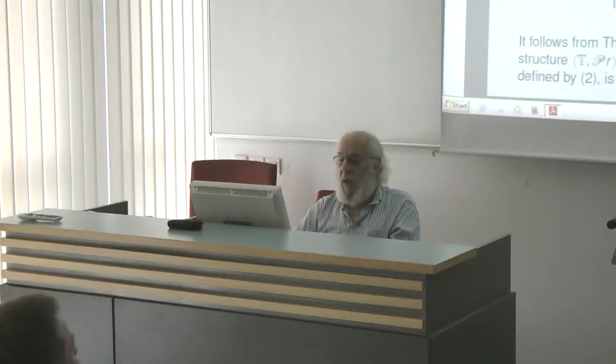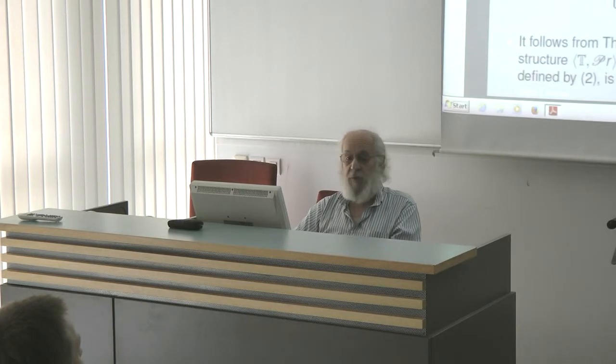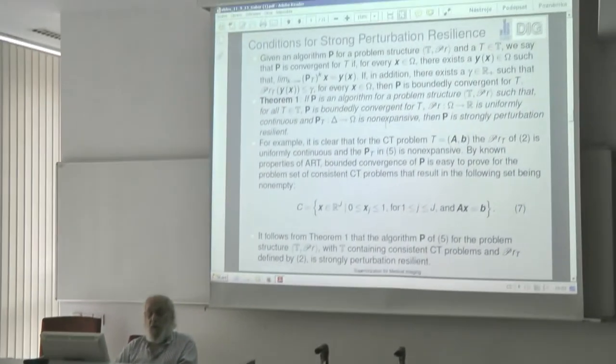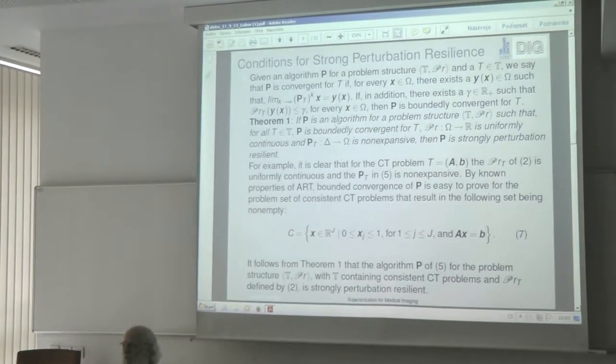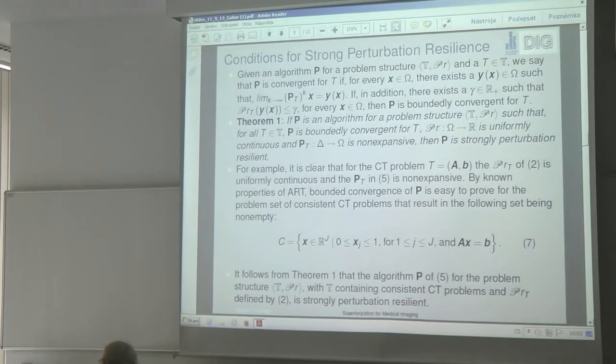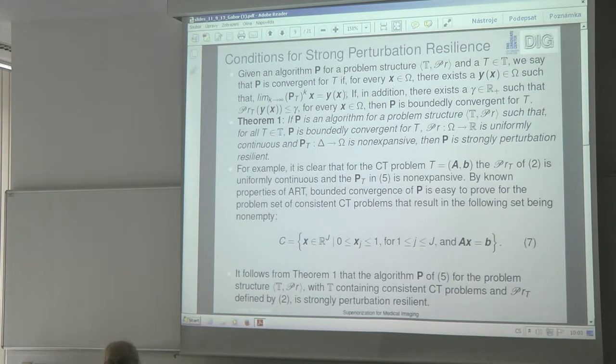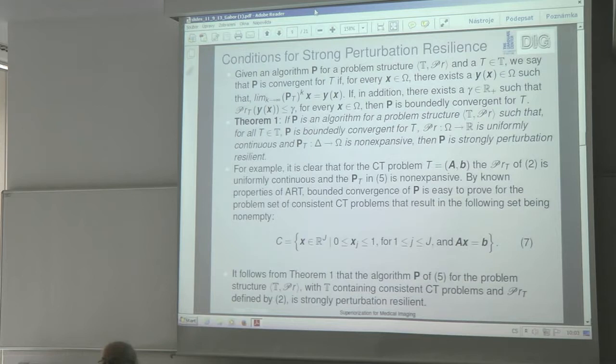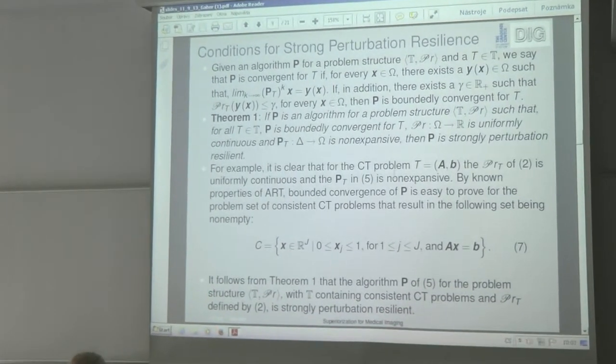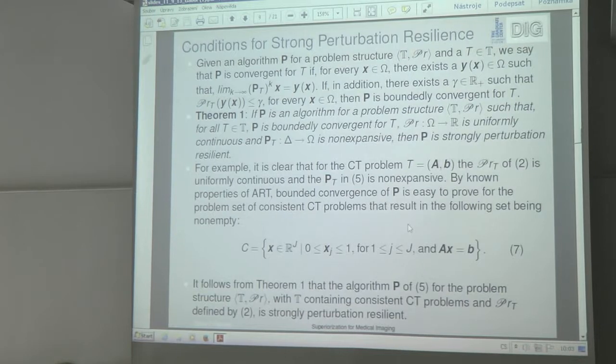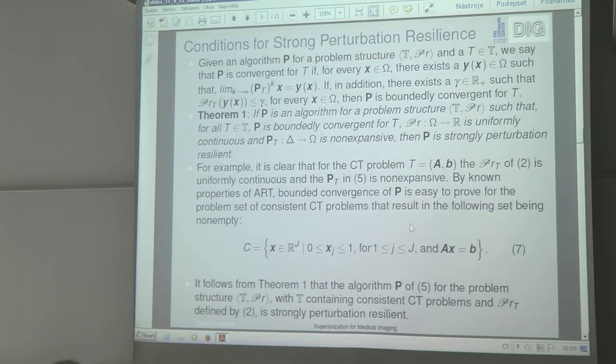You see, the thing is, for example, the theorem 1 that I mentioned here, these are sufficient conditions for strong perturbation resilience, but they're not necessary. An algorithm could be strongly perturbation resilient without satisfying all these three. It's early days, though this idea has been around for such a long time. I don't know of any necessary and sufficient conditions. I only have sufficient conditions.